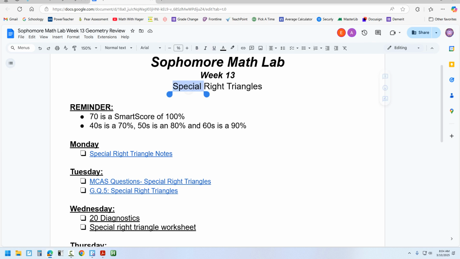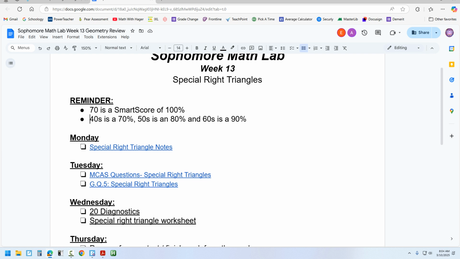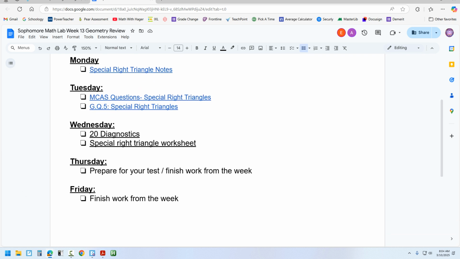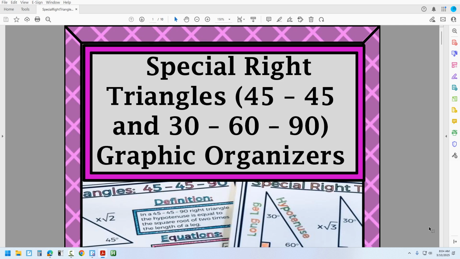Because we're going to be solving what are called special right triangles, there's only two types of triangles we're going to look at this week. I'll show you what the two are. Then there's the plan for the week, and you have a couple days, Thursday and Friday, to finish up anything you need to if you don't get it done on the day it's listed. All right, so let's look at the packet.